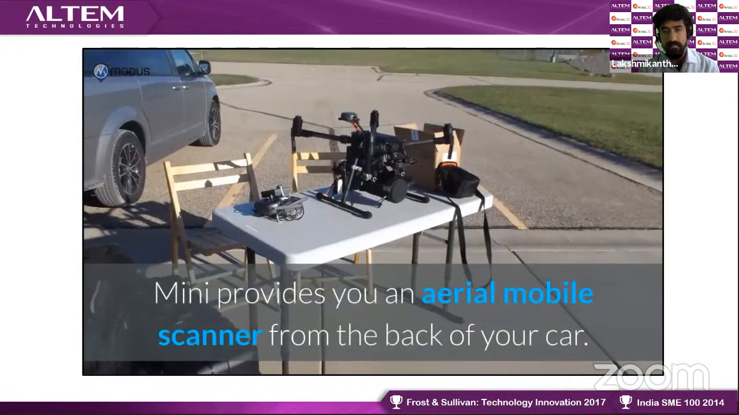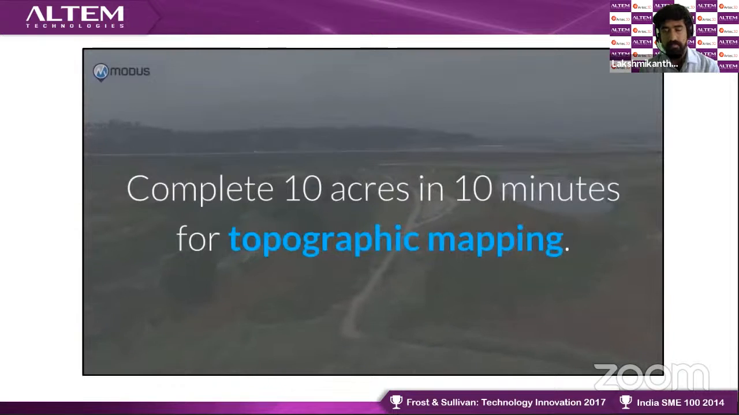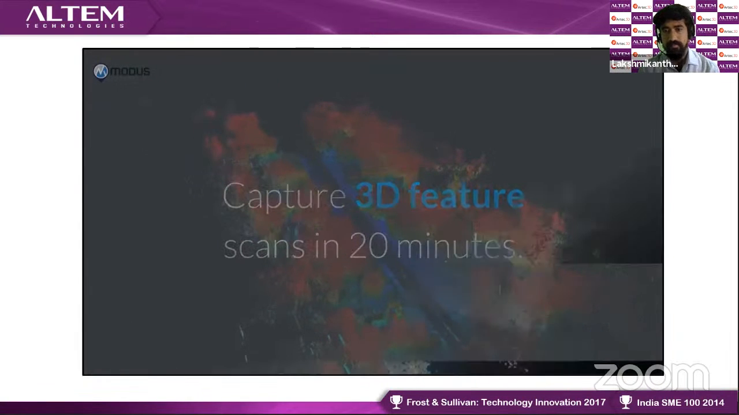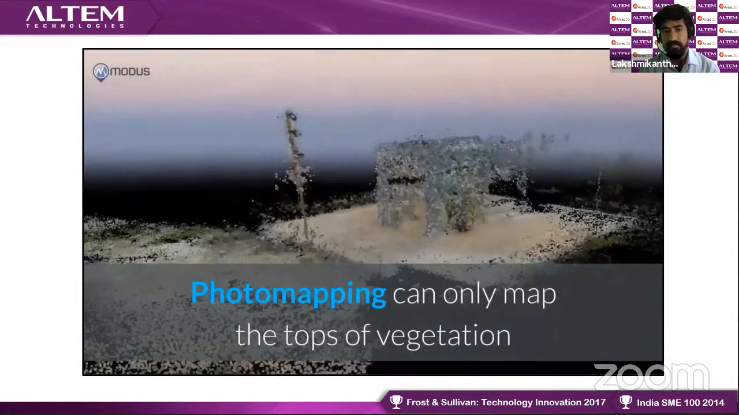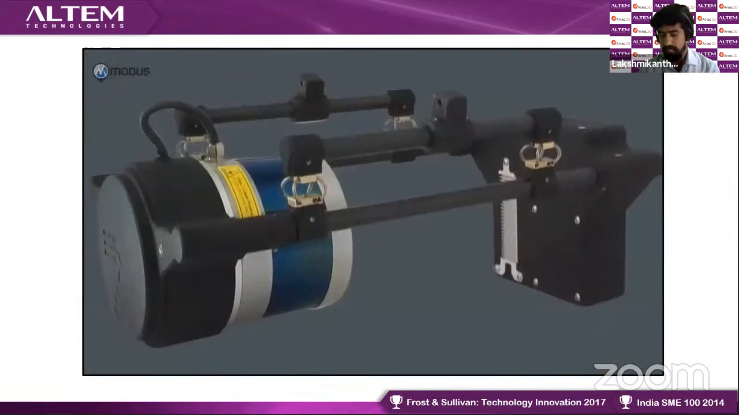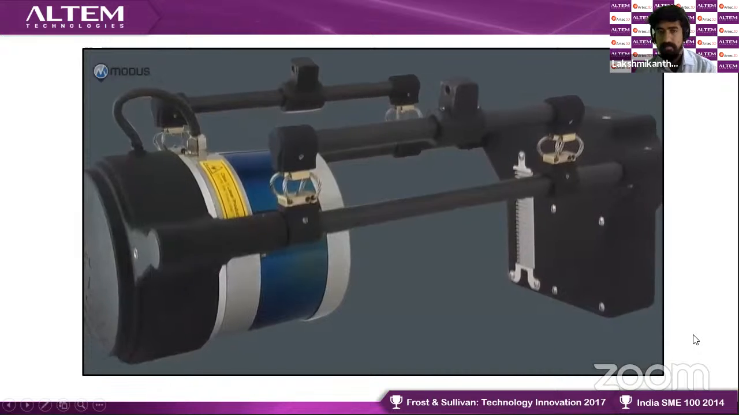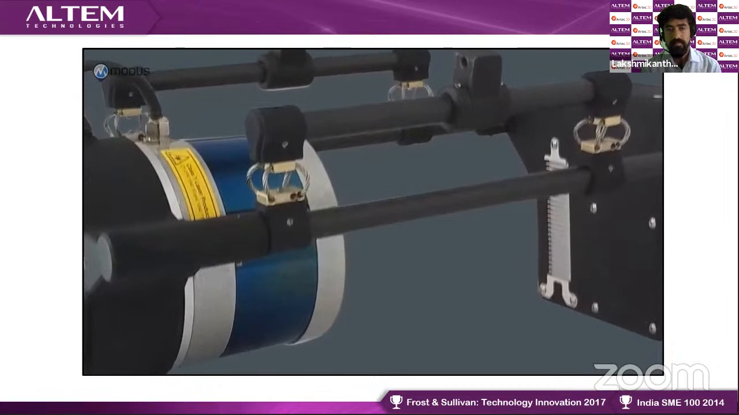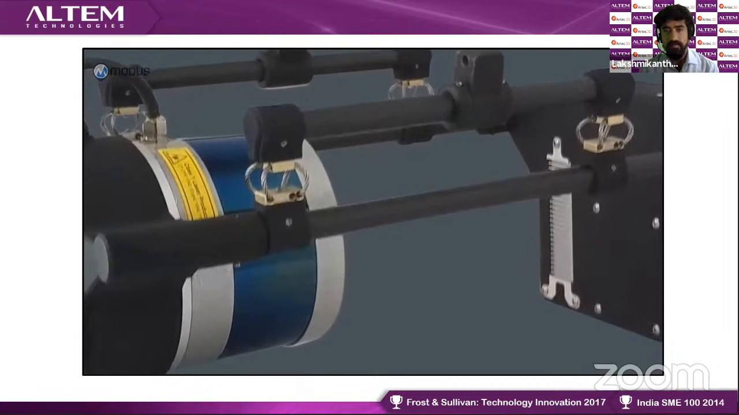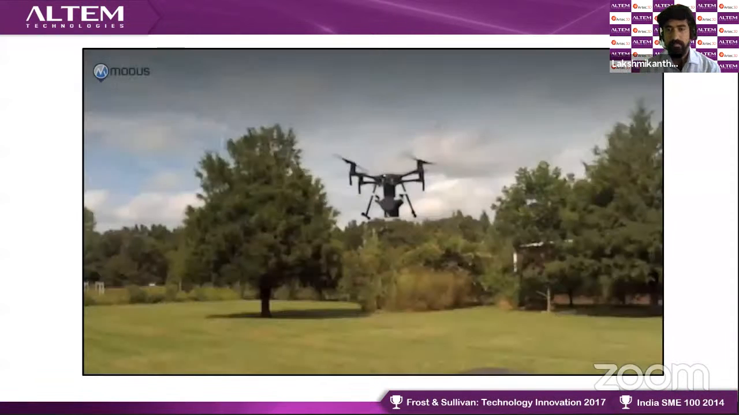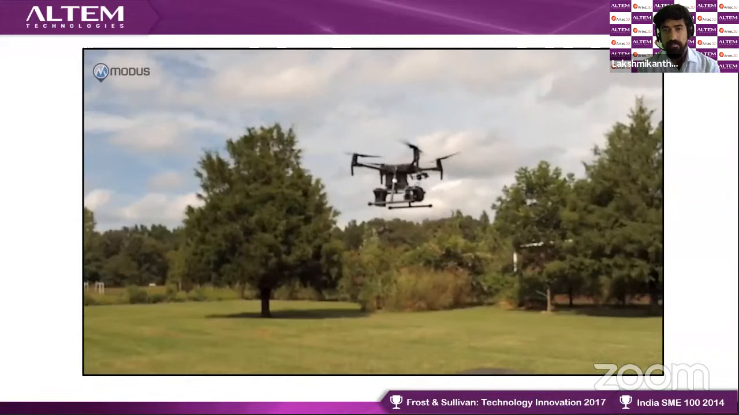Mini provides you an aerial mobile scanner from the back of your car. Complete 10 acres in 10 minutes for topographic mapping. Capture 3D feature scans in 20 minutes. Photomapping can only map the tops of vegetation, but lasers poke through to see the ground below. Mini uses the light payload system, which allows you to load and remove it just like any camera system. All you have to do is fly your camera mission, then land, load Mini, and fly your reality capture project.